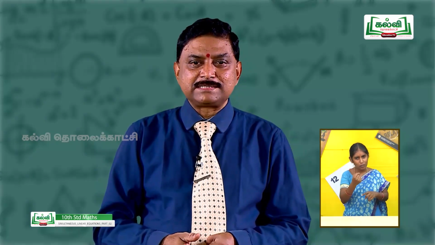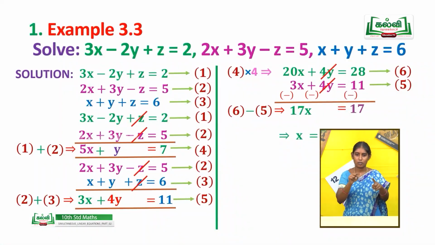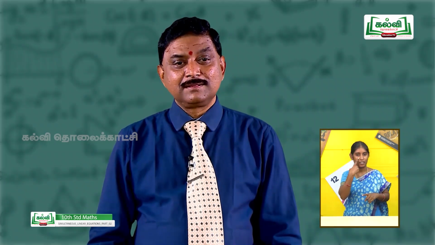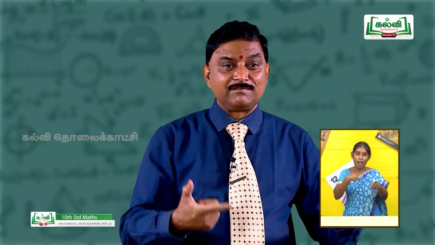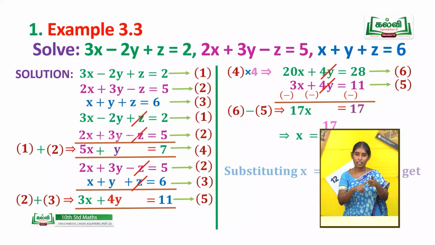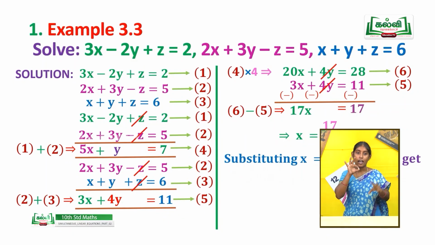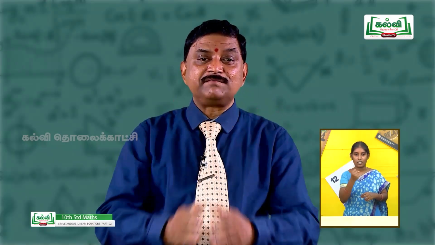Quite easy to find the value of x. What should we do? Divide both sides by 17, or take the 17 to the right side. So x is equal to 17 by 17, which is 1. So we got the value of x as 1. Fine. Now, what do we require? One variable value we know. So we are in need of the value of y and value of z. After getting the value of x, substitute x equal to 1 in either equation 5 or 6, because those contain only x and y. If you substitute x as 1, only the y value will remain, so we can easily find the value of y.